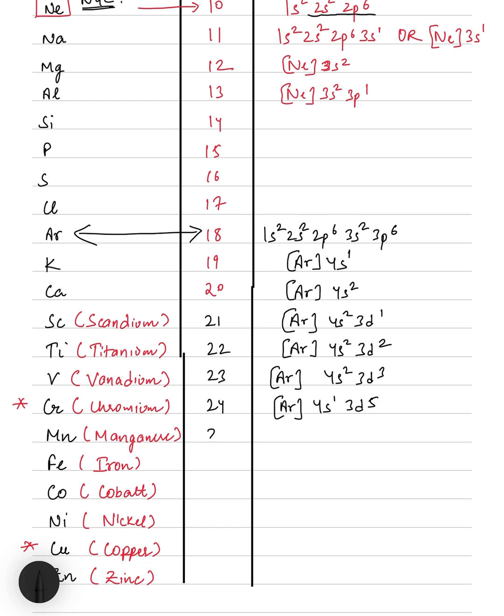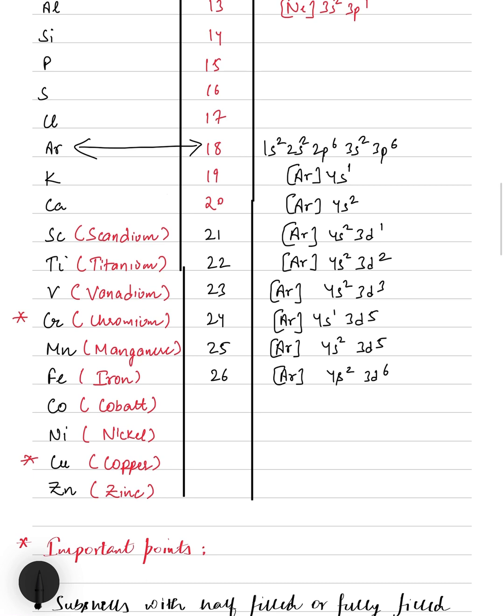In the case of manganese, atomic number is 25. Now here also, it will be 4s2 3d5. Iron 26, it is argon, and again it is 4s2 3d6. Up to nickel, it will be like this only. Nickel is 28, so it is argon 4s2 and 3d8.